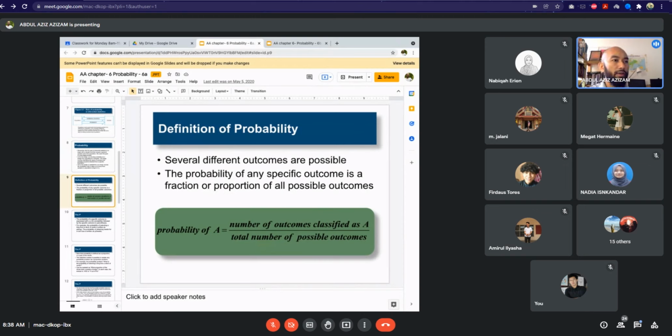Several different outcomes are possible. The probability of any specific outcome is a fraction or proportion of possible outcomes. So, apa yang dimasukkan dekat sini? The probability, kebarangkalian, sebut probability: number of outcomes classified, divided by total number of possible outcomes. So, what is actually the probability? So, tunggu sekejap.